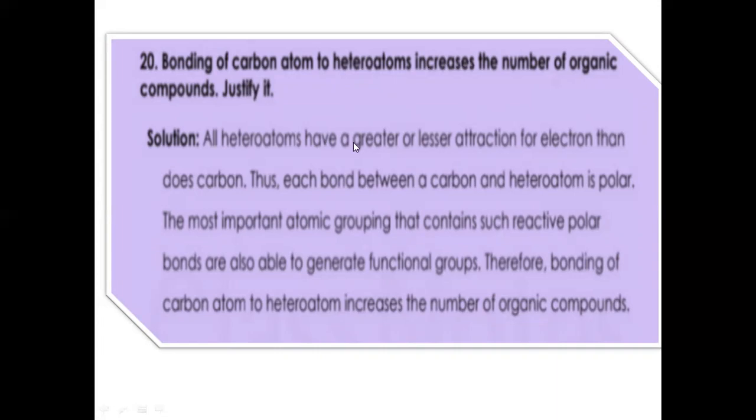All heteroatoms have a greater or lesser attraction for electrons than does carbon, so each bond between a carbon and a heteroatom is polar. If carbon is making a bond with oxygen, there is a greater electronegativity difference between carbon and oxygen, and due to that greater electronegativity difference, we can say the bond of carbon with the heteroatom is polar. The most important atomic groupings that contain such reactive polar bonds are also able to generate functional groups. Therefore, bonding of carbon atom to heteroatom increases the number of organic compounds.